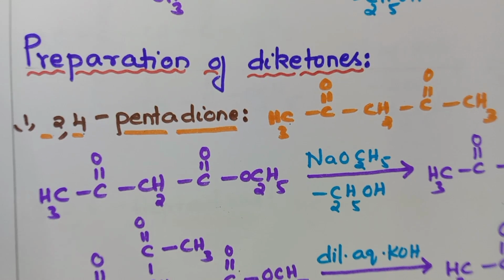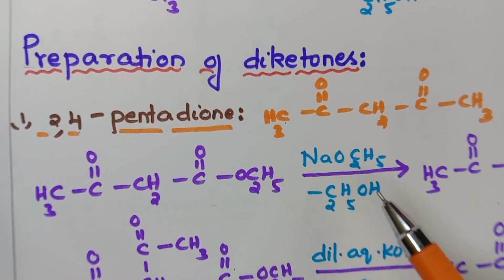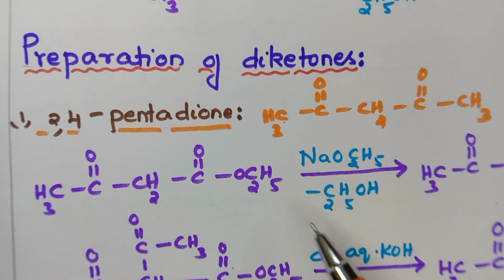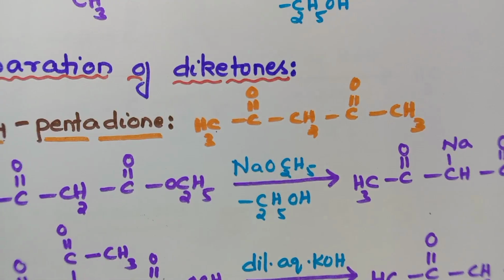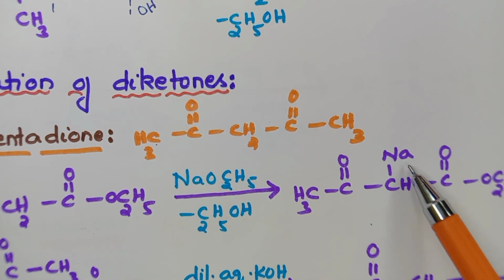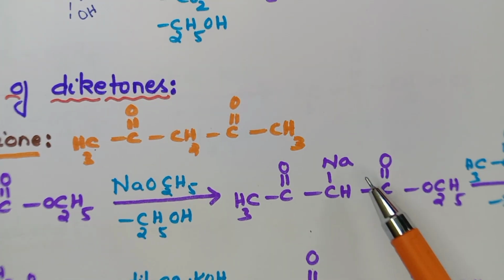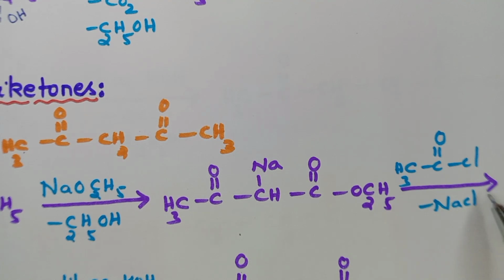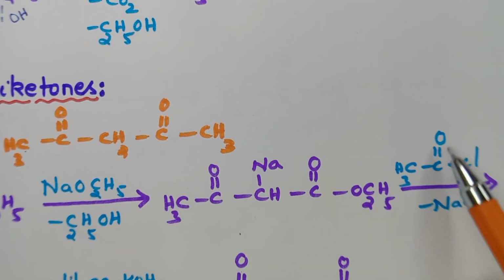Acetoacetic ester. Write down. To this we will add NaOC2H5. So one of the hydrogens is removed as minus C2H5OH. Next, here comes, in the place of hydrogen there is Na replaced now. After replacing hydrogen with Na, what is to be done? Put an arrow and write down this compound. CH3 C double bond O Cl.